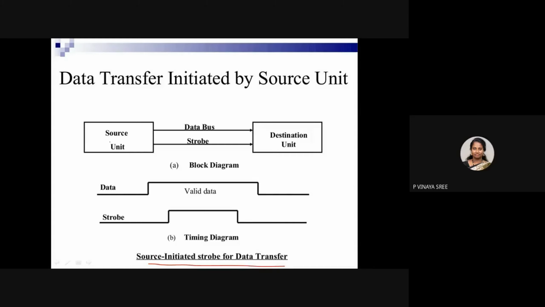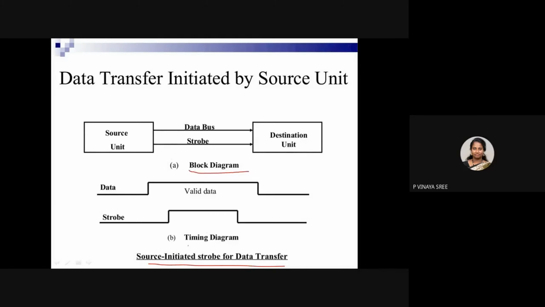But let me start. Here we have a source unit and a destination unit. The source unit first places the data in the data bus and gives information saying that the data is valid with the help of a strobe. Strobe here is a control signal to the destination unit. Upon receiving it, the destination unit will accept the data from the data bus. So this is a block diagram.